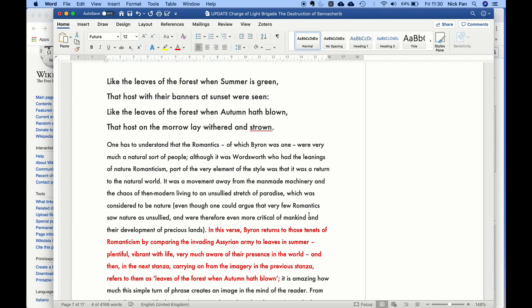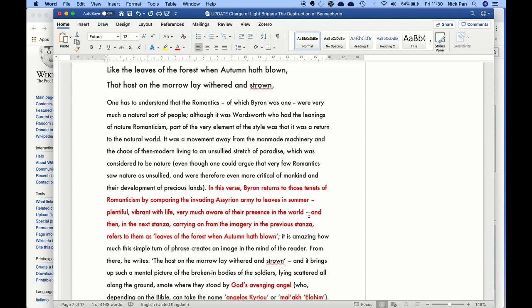So you could also argue that even though this was happening, the Romantics knew that nature was not unsullied. Very few Romantics saw nature that way, so there is no return to an unspoilt paradise, but they were critical of development and industrialization, you could say. In this verse, Byron returns to the tenets of Romanticism by comparing the invading Assyrian army to leaves in summer, plentiful, vibrant with life, very much aware of their presence in the world.